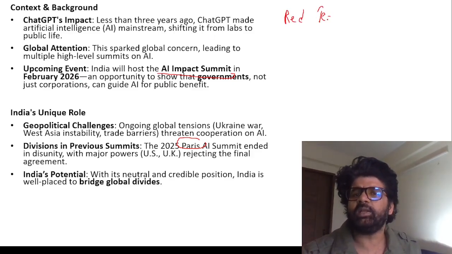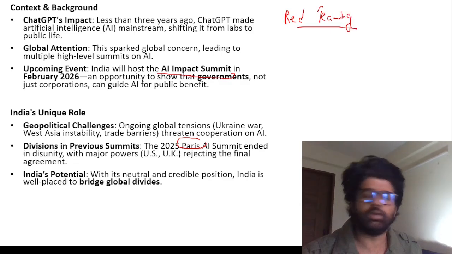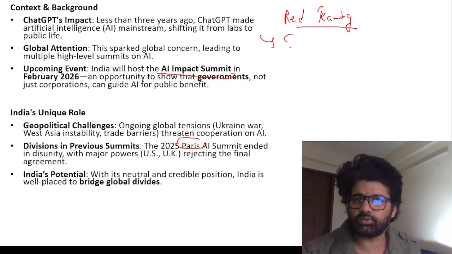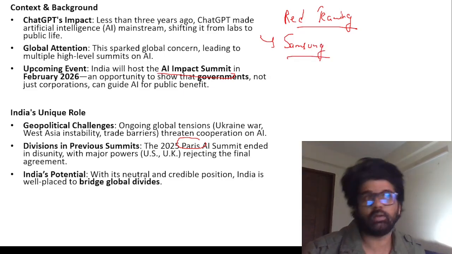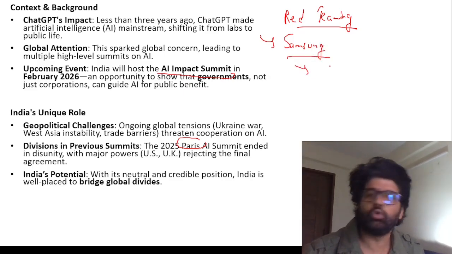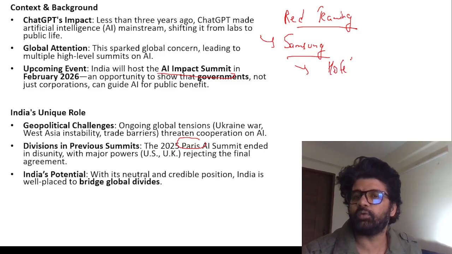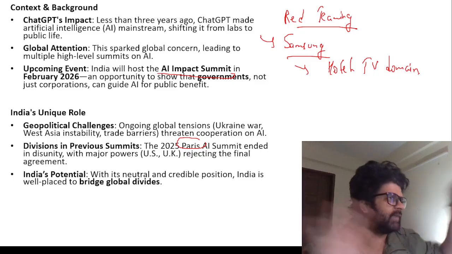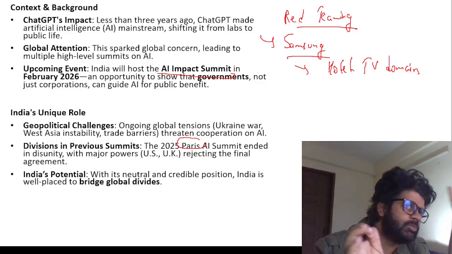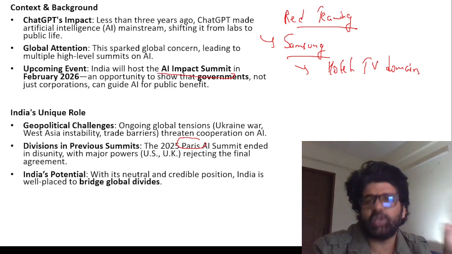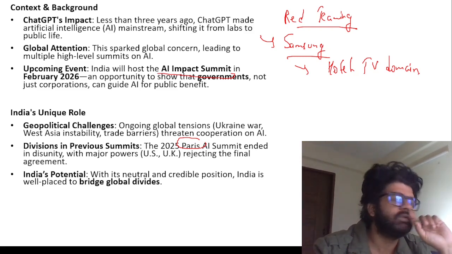Red teaming. What is red teaming? Generally, like when I was at Samsung, I used to work as a software engineer there. We used to do tech tests. Let's say there is a hotel TV. I was in the hotel TV domain. I don't know whether that thing is still there or not. Hotel TV domain means there are five-star hotels all across the world, and Samsung installs big TVs there. We used to check them, and this is red teaming.